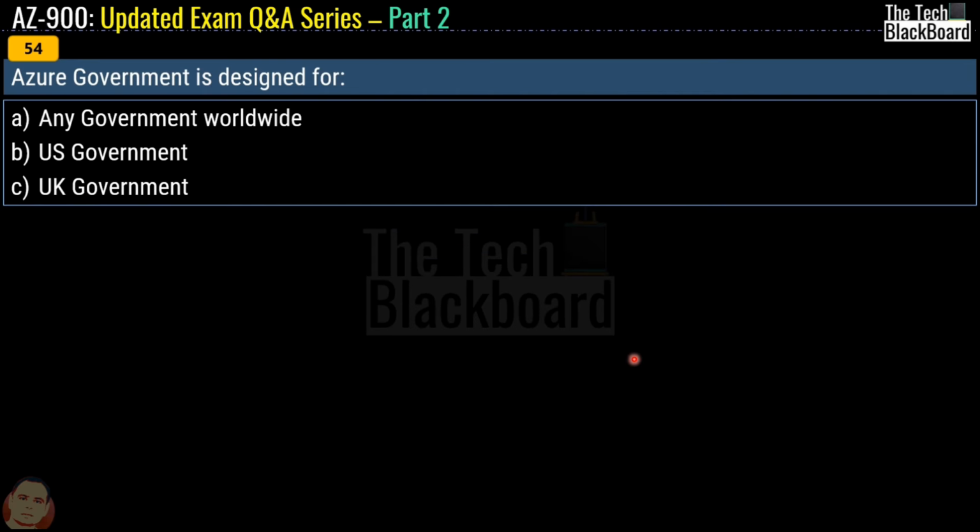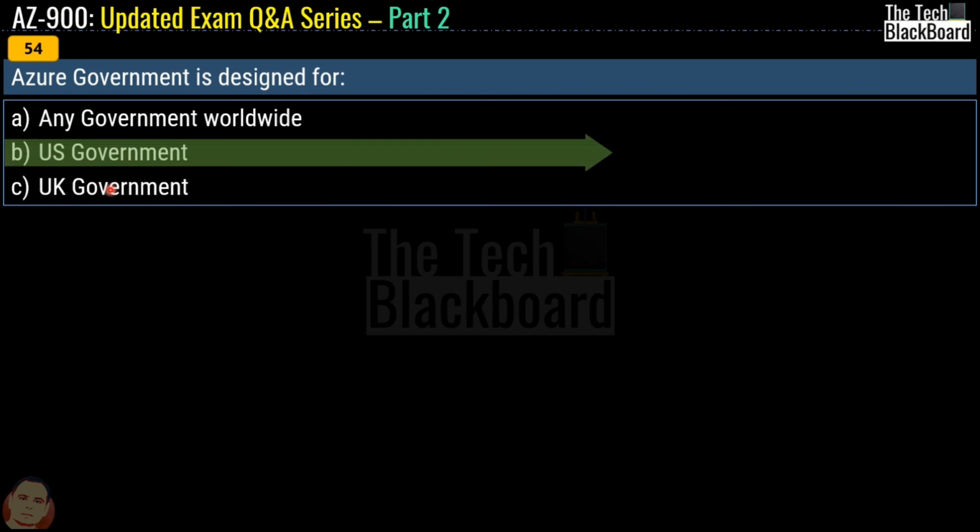Now let's move to question number 54, and this one says that Azure Government is designed for any government worldwide, US government and UK government. And I just told you that Azure Government is always related to the US government.